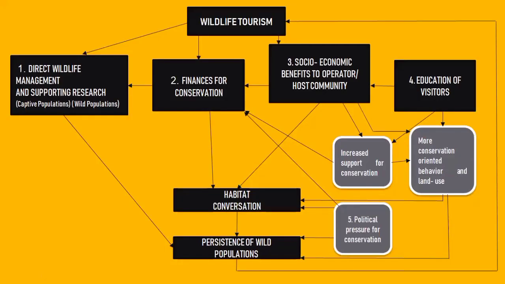As you can see in the diagram shown in the PowerPoint presentation, first, direct wildlife management and supporting research. Wildlife management must be based on detailed knowledge of the varieties of species, their total populations, sex ratio, and other population characteristics upon which viable and sustainable game cropping depends.